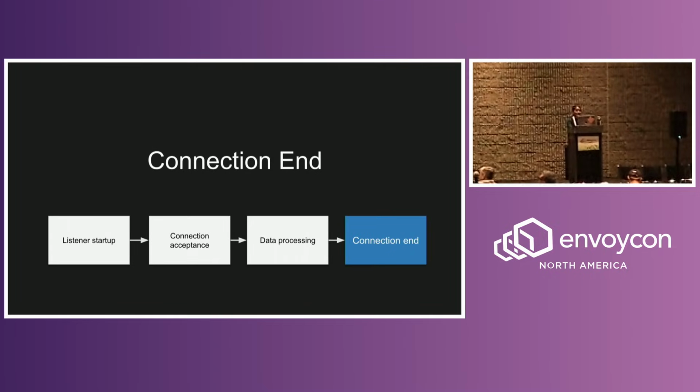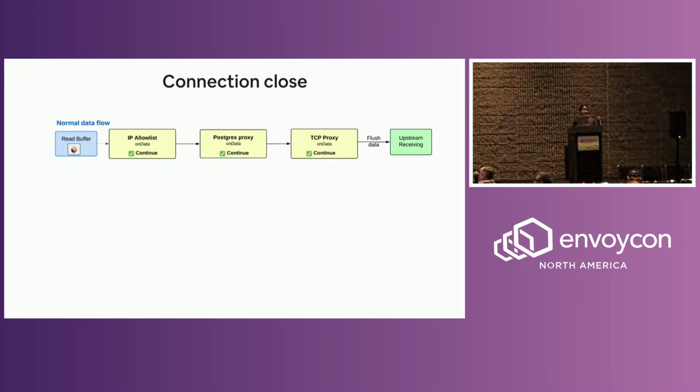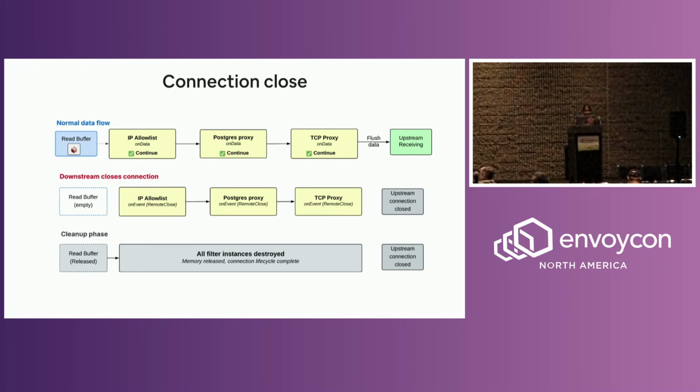Cool. So we got through the intense part. Now it's relatively simple to understand the connection end. After the normal data flow is complete, either the upstream or the downstream can indicate connection close. And in this case, all the three filters will be invoked again on the on event method with remote close, because it was the remote, the upstream or the downstream, which closed the connection.